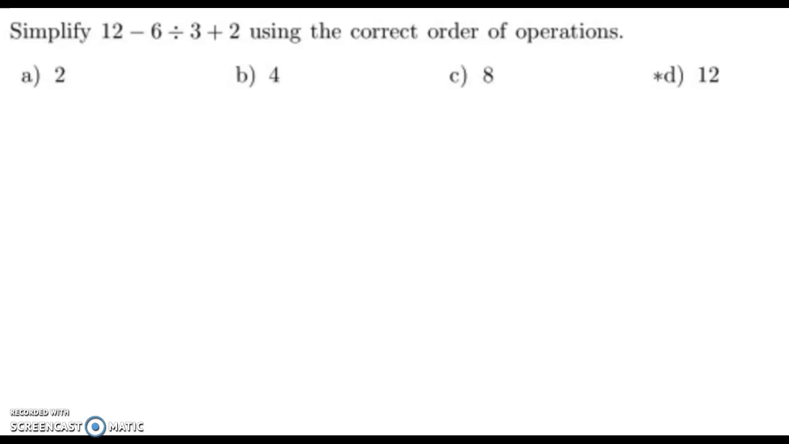Hi everybody, this is for CR number 6, multiple choice, helper video number 1. First we're going to start by looking at order of operations. It says simplify 12 minus 6 divided by 3 plus 2 using the correct order of operations.